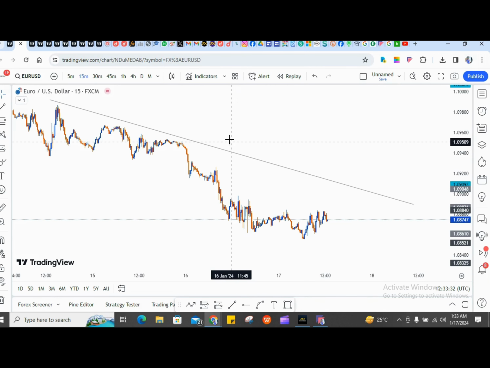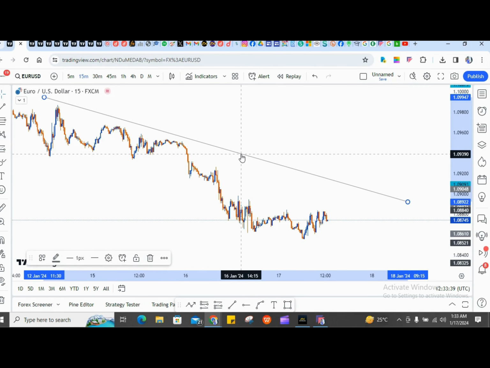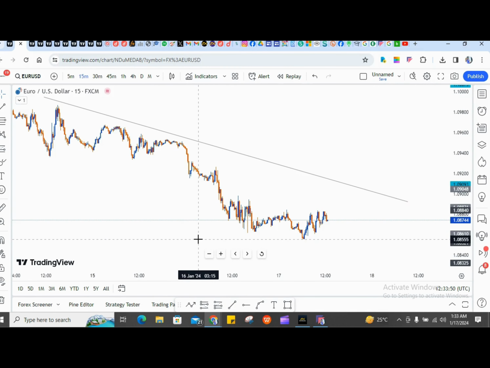What your moving average does is what this trend line does. There's no difference between them. It's just telling you the direction of the market. So now the strategy is, if your candlestick is below your moving average, you have to continue to look for sell opportunities. Now, how can we know when to enter a sell?